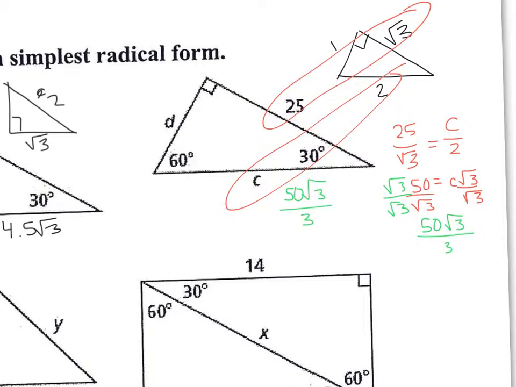So the short side, you could either set up a proportion, or the short side has to be half of this. Has to be half of it. So half of 50 thirds is 25 thirds. So it's 25 root 3 over 3.